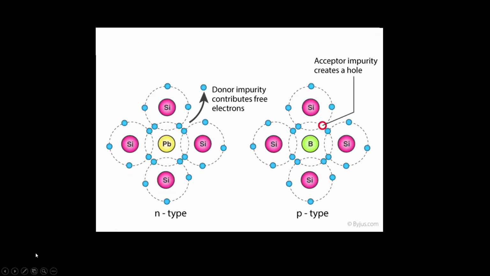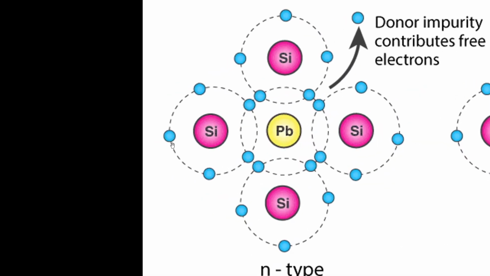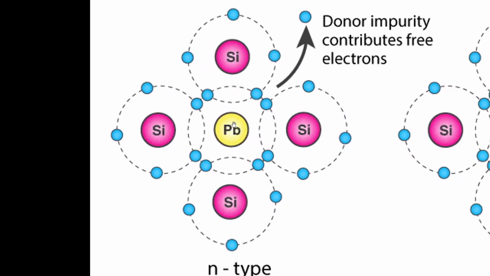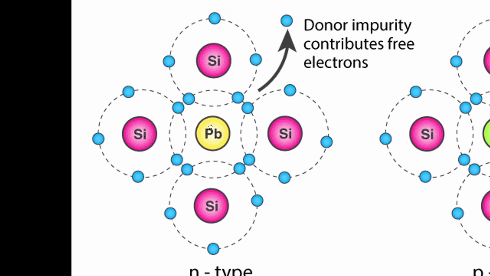If we replace a silicon atom with a phosphorus or any atom which contains 5 electrons in its outermost shell, we will have an extra electron that is free to roam around the silicon structure. This is called n-type doping. N stands for negative, as there are free electrons in the structure.